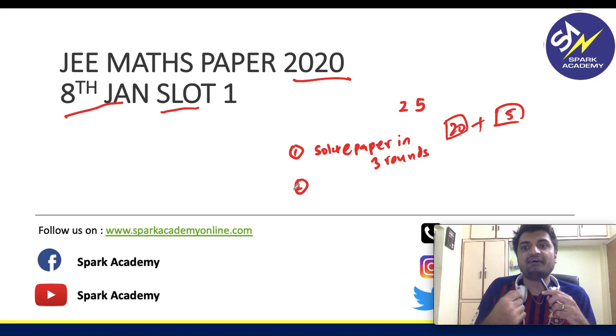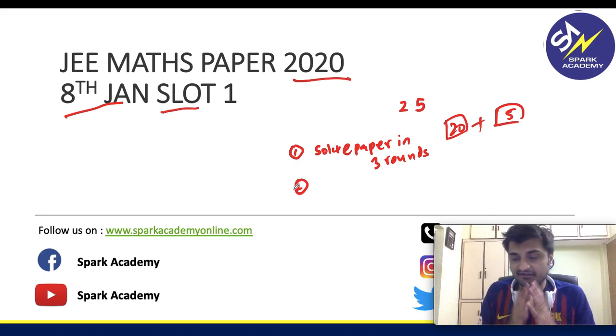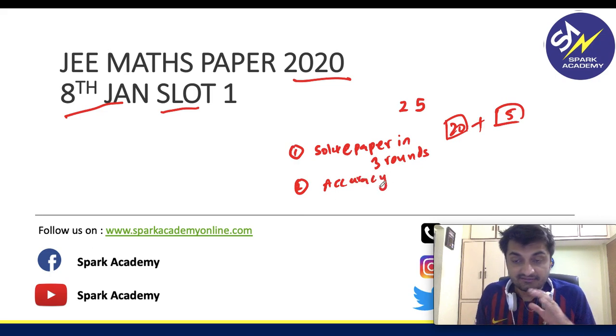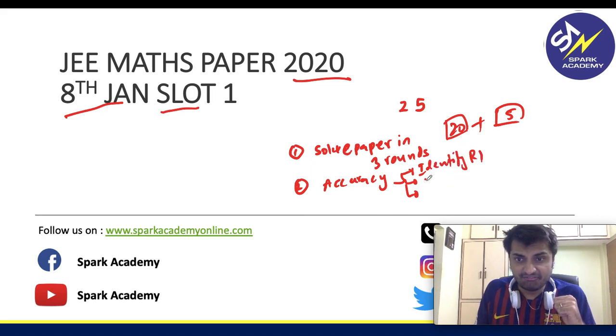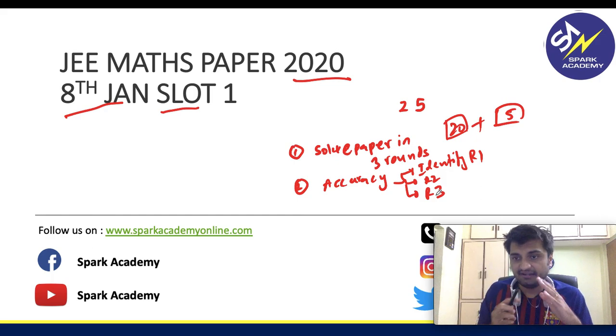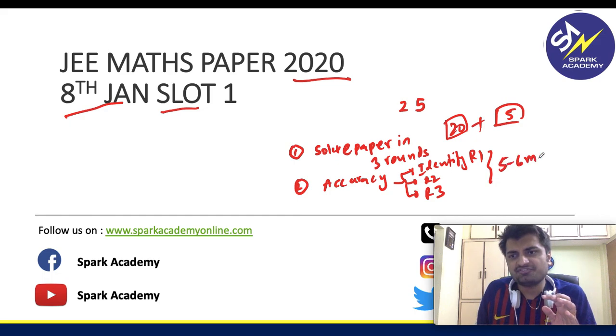Second, when you're solving in 3 rounds, I look for accuracy. I don't guess. I only look for accuracy. First, whatever topics I'm comfortable with, I will identify. So I'm identifying round 1, round 2 and round 3 questions. I will spend my first probably 5 to 6 minutes in identifying these.